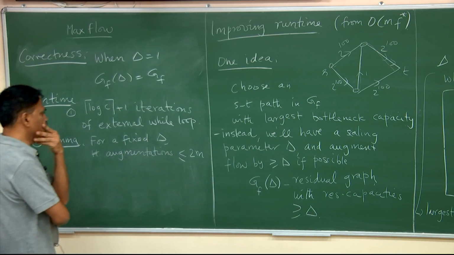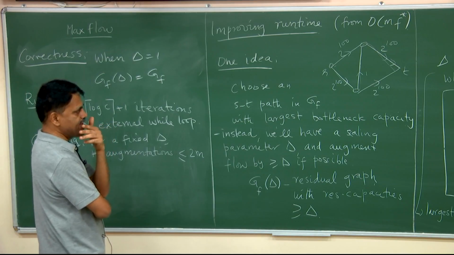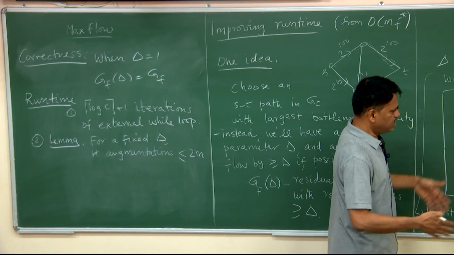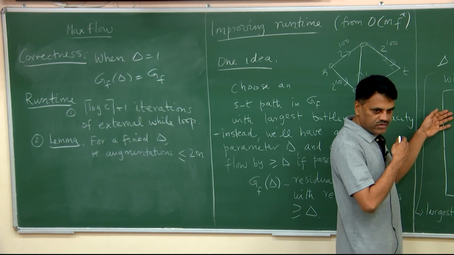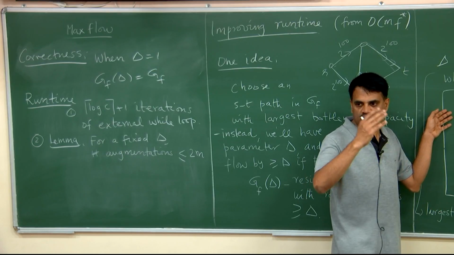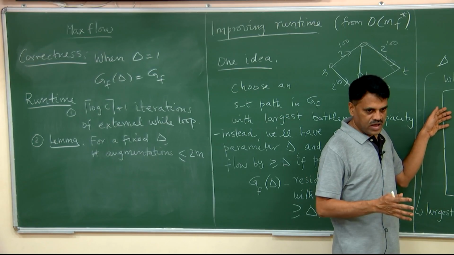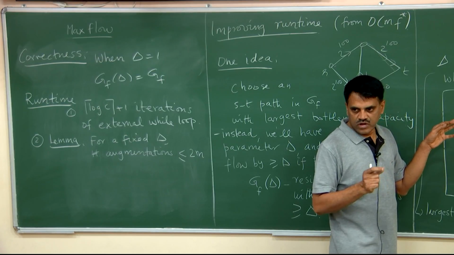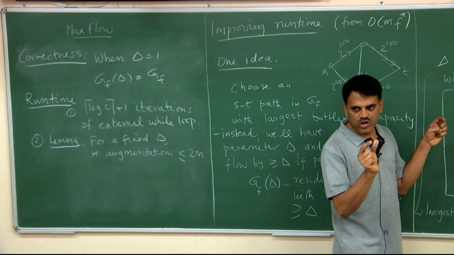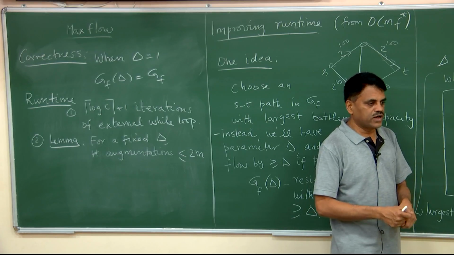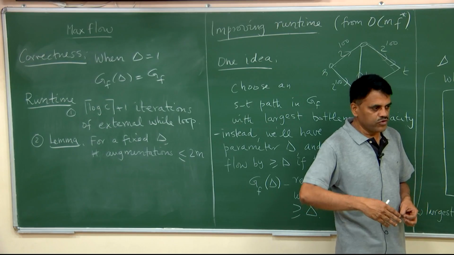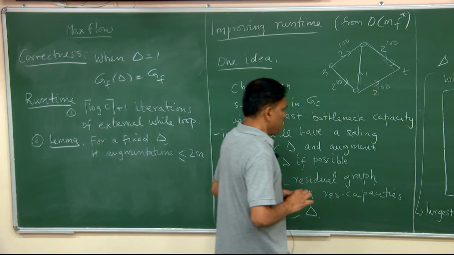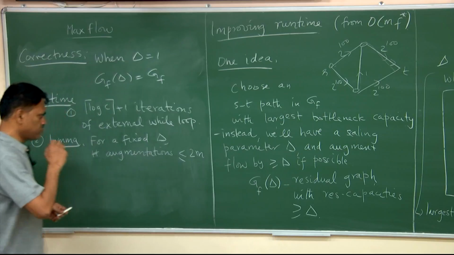So, okay, the way we will prove it is this: suppose you fix a delta, did a lot of augmentations, and found there is no s-t path in your G_f delta. I want to claim that at that point you are already pretty close to the max flow. What you are off by is a small quantity. So when you halve delta by 2 and augment, even if you do too many augmentations, you will reach max flow already anyway.